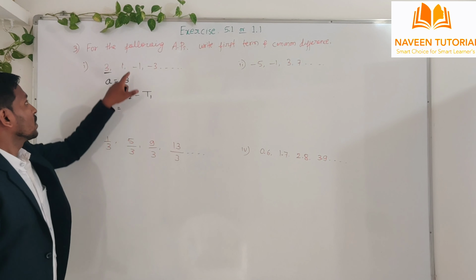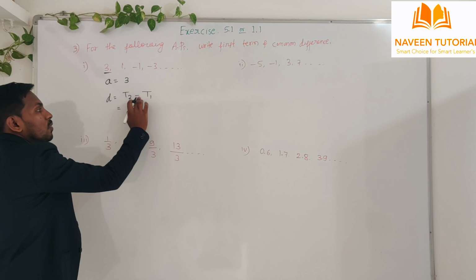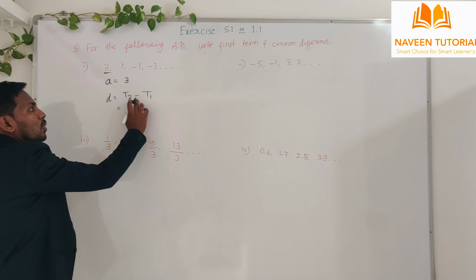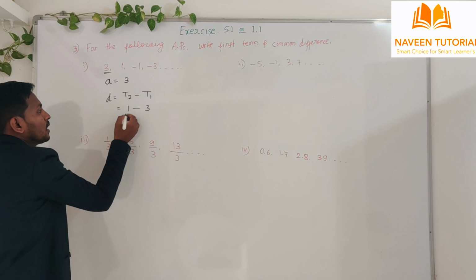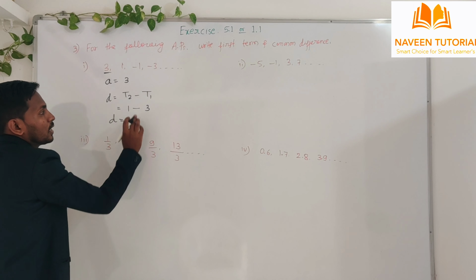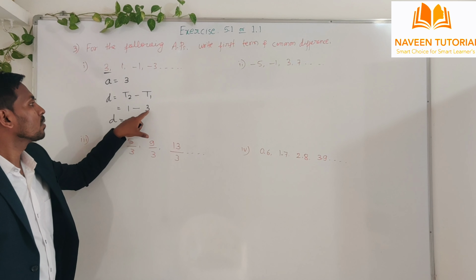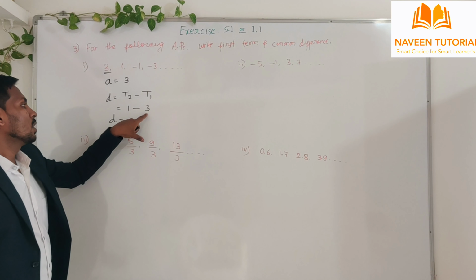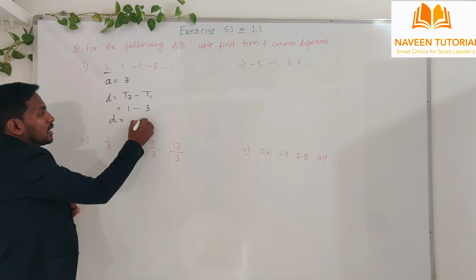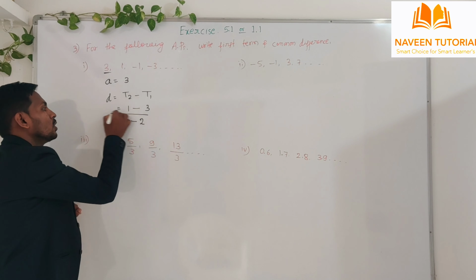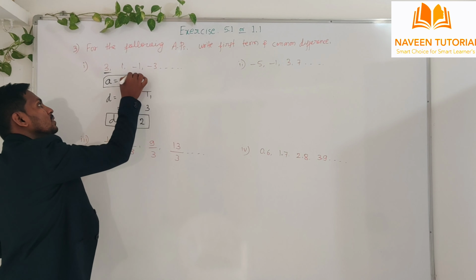T2 value, term 2 value, is 1. In the formula we have minus, so we write minus, and term 1 is 3. Now D is equal to 1 minus 3. First we have to know the bigger number. Here the bigger number is 3, and the sign is minus, so you have to write minus first. From 3, you subtract 1. That is 3 minus 1 is 2. So the common difference is minus 2 and the first term is 3.